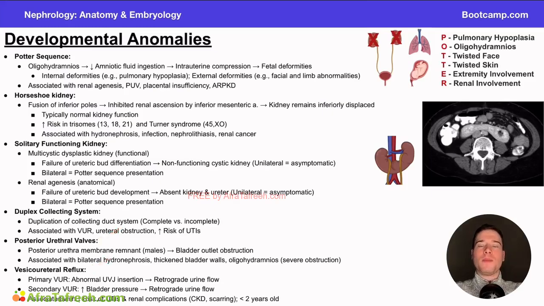And I think the really key point here is to be able to compare and contrast, have one or two things that compare vesicoureteral reflux versus solitary functioning kidney. And that's the way you're going to be able to answer questions and get questions correct on test day.